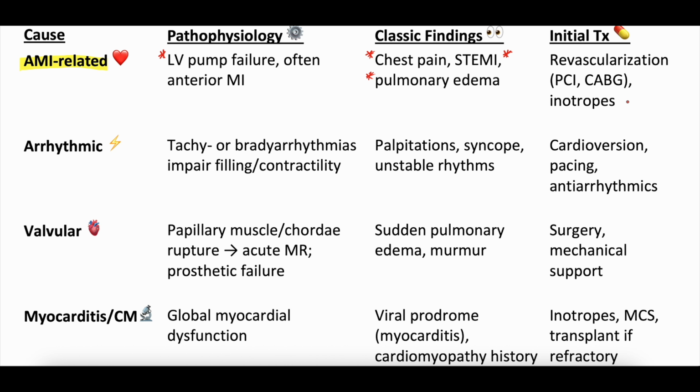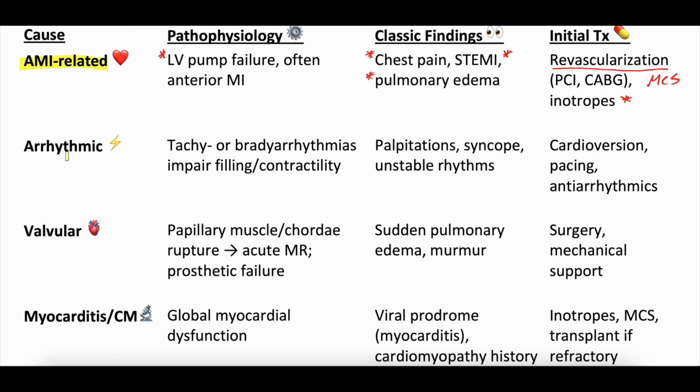And the initial treatment, you could use inotropes to try to bridge these patients, but they really need revascularization, right? They need a stent or they need a CABG, coronary artery bypass graft. And sometimes they need MCS, mechanical circulatory support, to support that sick heart while they're trying to revascularize it.